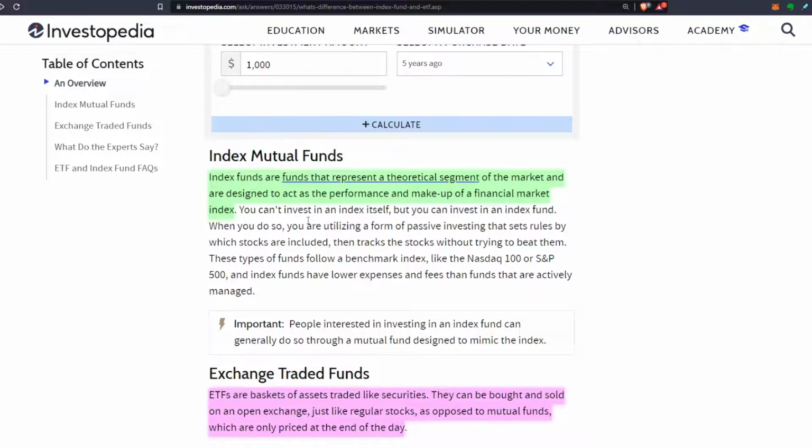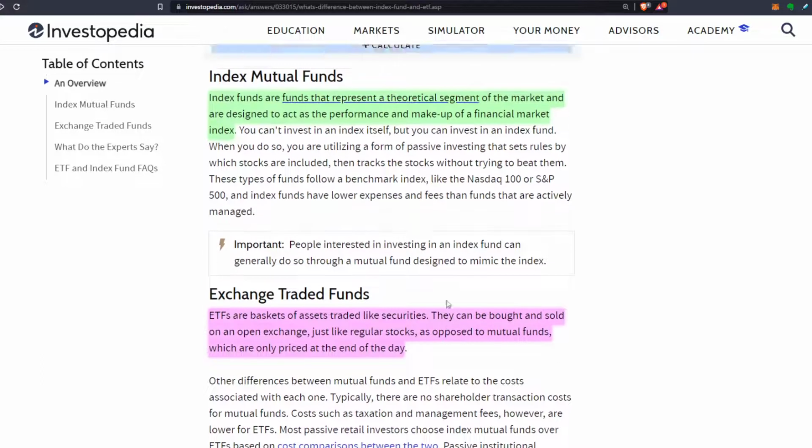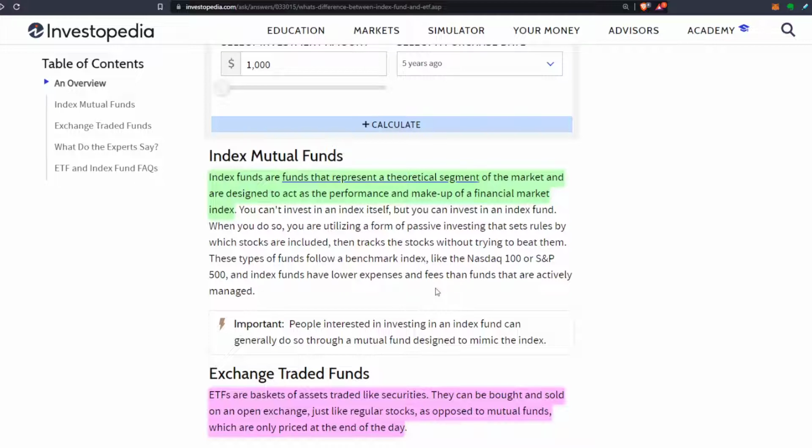And if I look at the ETF, it is just traded as any stock would be through your normal brokerage account. ETFs can be bought and sold at any minute during the day, of course, while the market is open, just like regular stocks, right? So ETFs provide us a bit more liquidity. Now, in terms of what is better out of index funds and ETFs in terms of fees, usually ETFs tend to have a lower fee as compared to mutual funds.